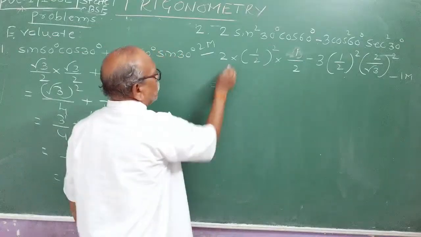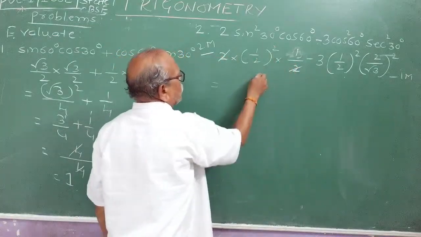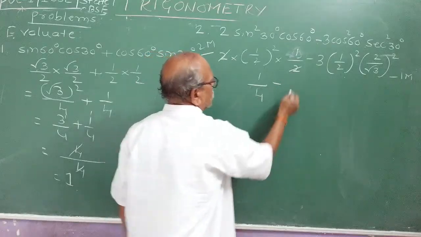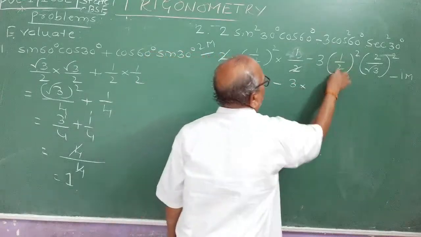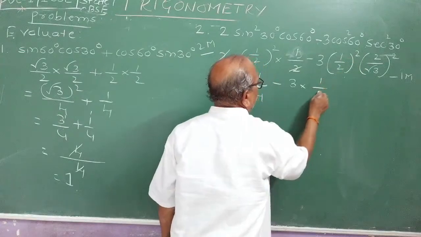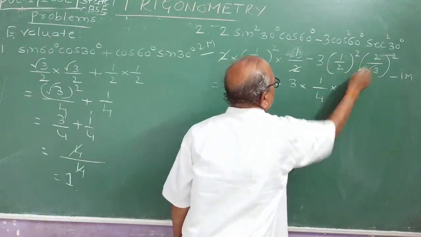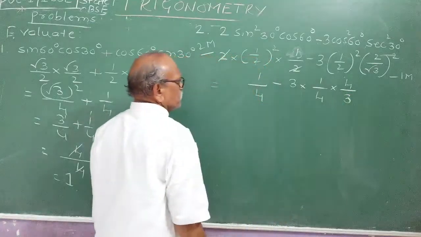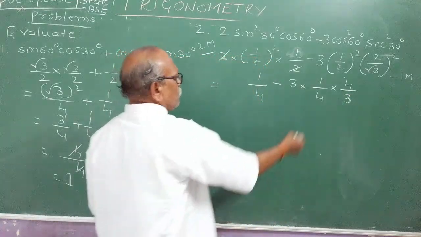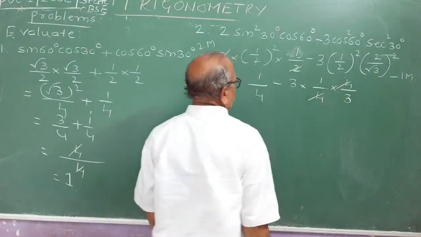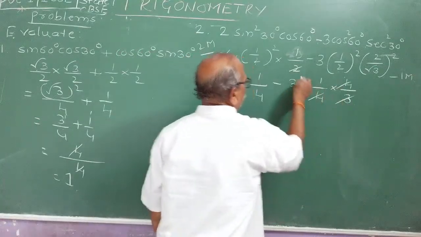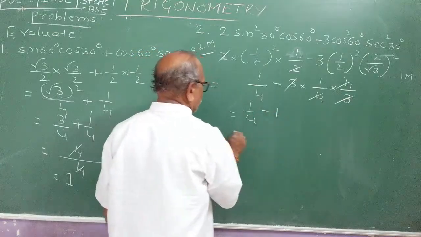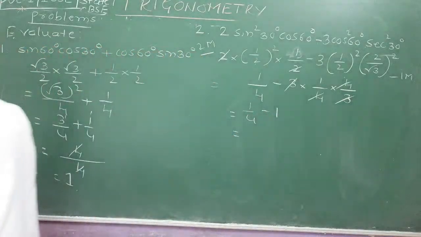Now 2 gets cancelled. 1 square will be 1. 2 square becomes 4, minus 3 into 1 by 2 square. 1 square becomes 1, 2 square becomes 4. Root 3 square becomes 3. Observe carefully. This 4 cancels. Even 3 cancels, you will get 1 by 4 minus 1. Simplify this. Tell me your answer.